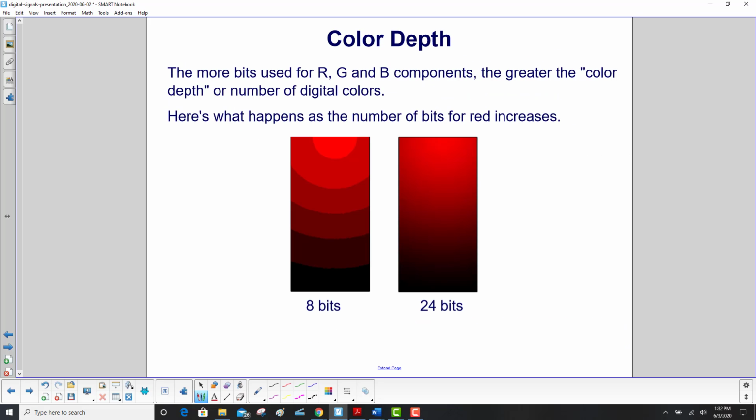Now, how do we code the red, green, and blue components? Well, the more bits we use, the greater the color depth or number of digital colors. If we only use 8 bits, the colors are broken down like this. There's not that many colors to describe all the different types of red you have. If you have 24 bits, see how it kind of blends a lot better? You have a lot more ways to describe what color you have.